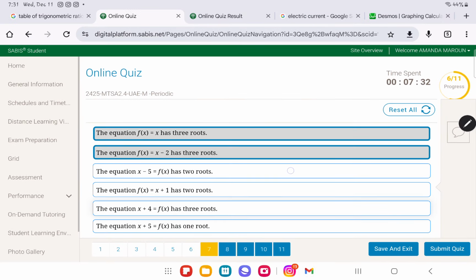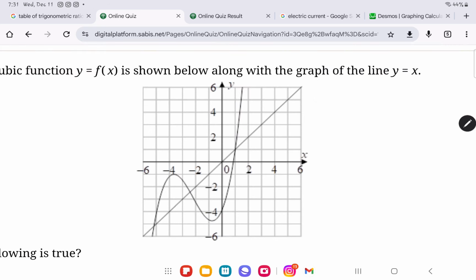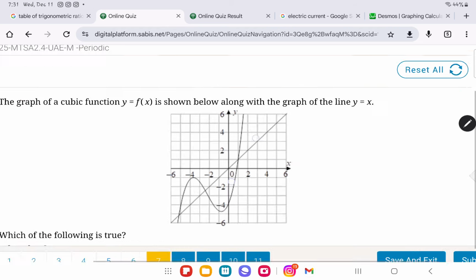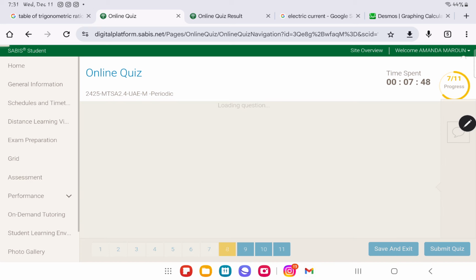Now finally, x + 5 has 1 root. So to draw it, it's going to be here. And yes, it has only 1 root. So definitely, we can say that x + 5 has 1 root.